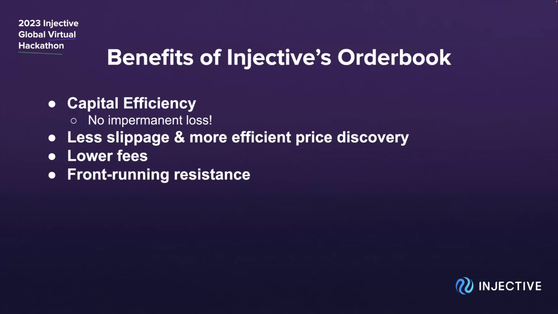On Injective, we also have front-running resistance, and that's achieved through Injective's frequent batch auctions, where instead of orders being matched in a first in, first out or FIFO style, we use FBA with a uniform clearing price, so that all orders that come in on a given block get cleared with the same price uniformly.